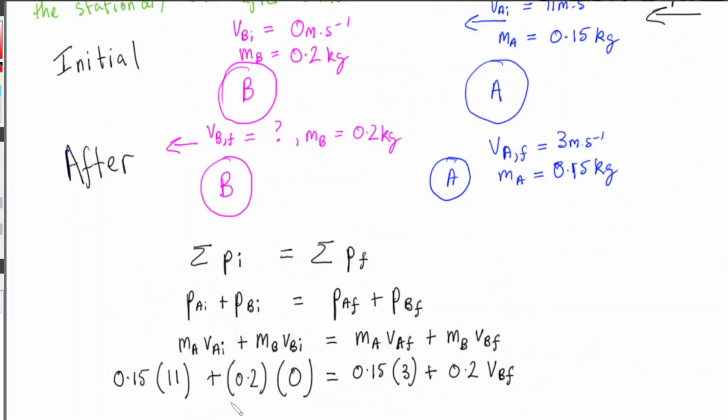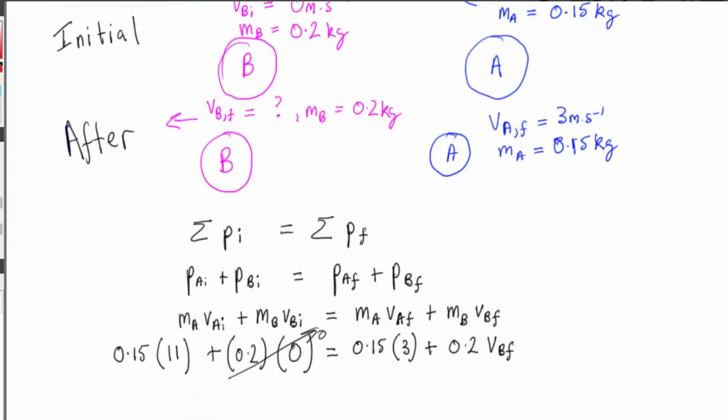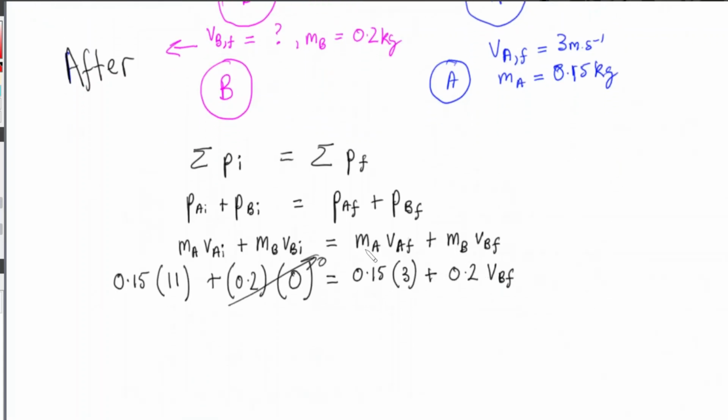So we know this term is going to go to 0 because anything times 0 is equal to 0. Let's go ahead and multiply these other numbers out. So if I put these numbers into the calculator, I get this to be 1.65. So we have 1.65, and this becomes 0.45 plus 0.2 VBF.